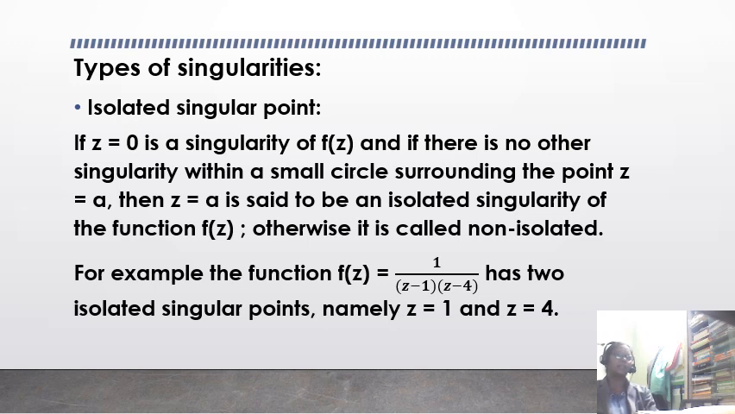Now let us see about the types of singularities. The first one, isolated singular point. If z equal to a is a singularity of f of z, and if there is no other singularity within a small circle surrounding the point z equal to a, then z equal to a is said to be an isolated singularity of the function f of z. Otherwise, it is called non-isolated. For example, f of z is equal to 1 by z minus 1 into z minus 4. It will have two isolated singular points, namely z equal to 1 and z equal to 4.